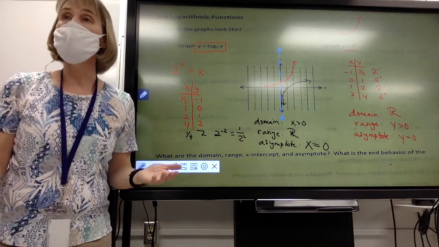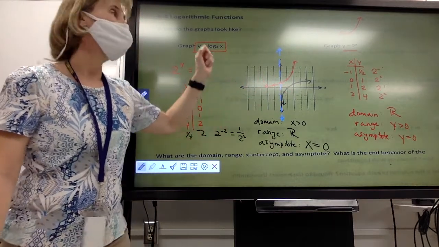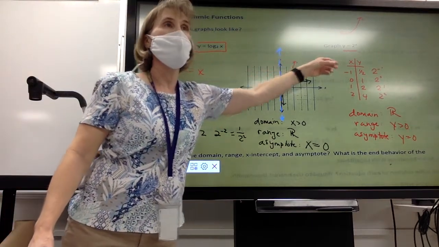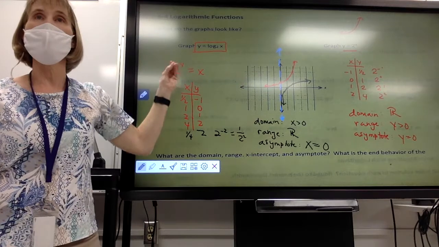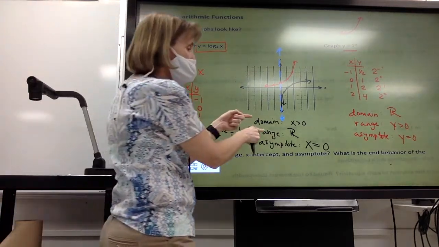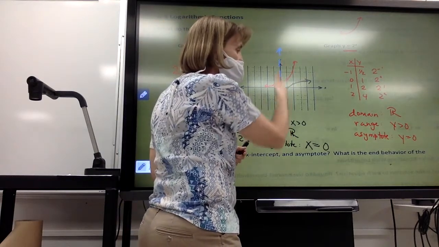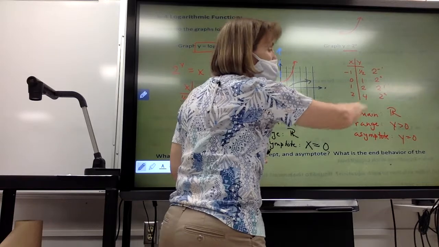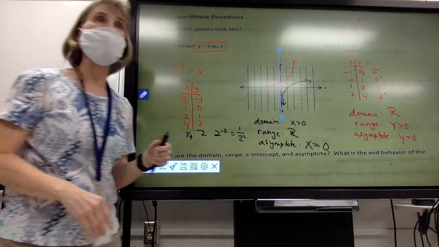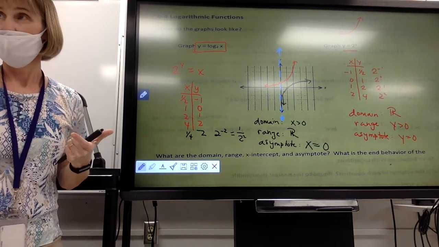So what you see, you're seeing inverses of each other. Something in exponential form, this is the log form of it, that are inverses. So your table of values have switched, your domain and range has switched, and now your asymptote is vertical with a log instead of horizontal as it is with exponential form. Make sense?